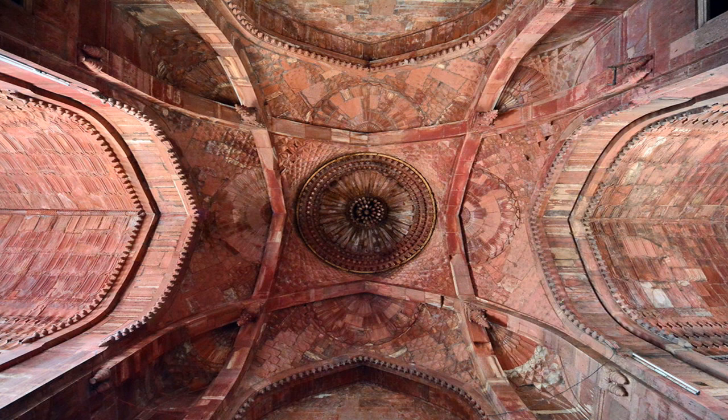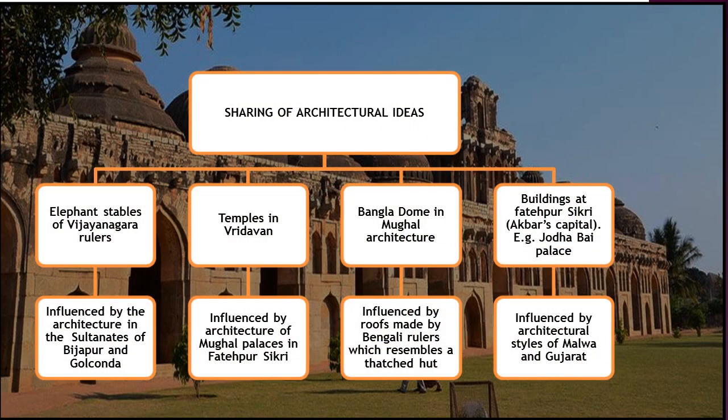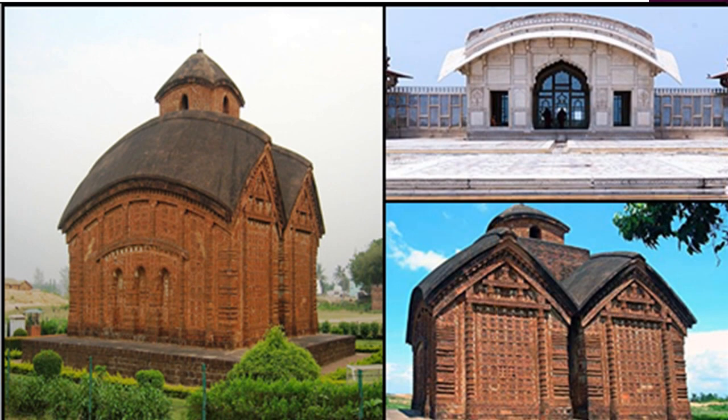Can you see the four intersecting arches at the top? So this kind of style can be seen in Mughal buildings in Fatehpur Sikri, and this is taken from northeast Iran, also called Khorasan. Apart from this, in Bengal, Bengali rulers constructed a kind of roof that looked like a thatched hut, as you can see in the picture. And this came to be known as Bangla Dome. Mughal rulers liked it so much that they used it in their buildings.